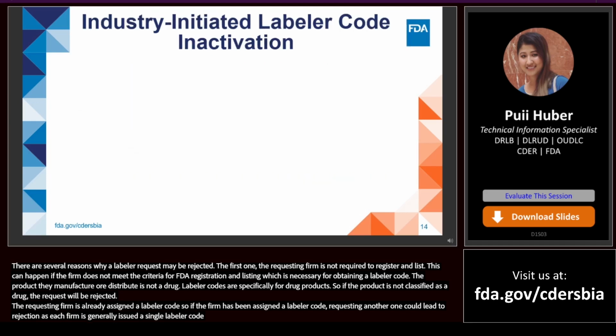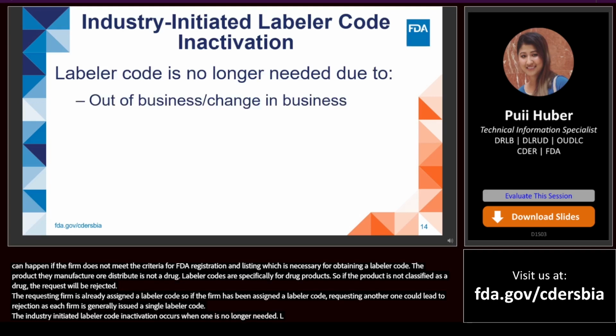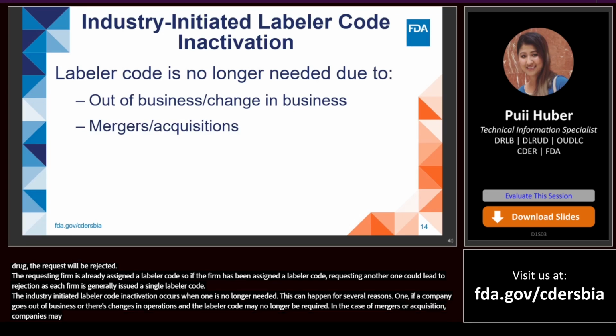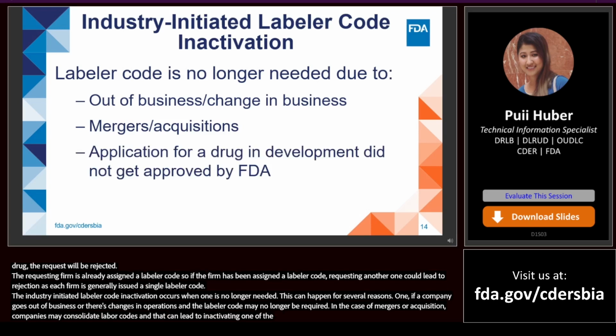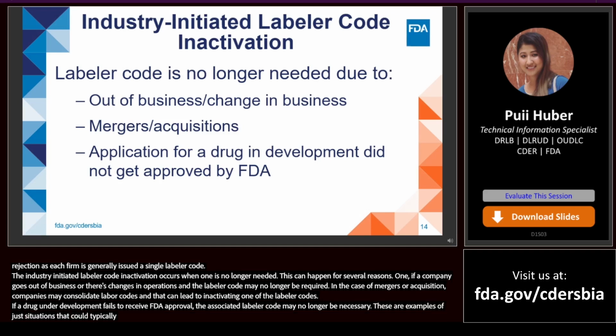Industry-initiated labeler code inactivation occurs when a labeler code is no longer needed. This can happen due to several reasons. One, a company goes out of business or there are changes in operations, and the labeler code may no longer be required. In the case of mergers or acquisitions, companies may consolidate labeler codes, and that could lead to inactivating one of the labeler codes. If a drug under development fails to receive FDA approval, the associated labeler code may no longer be necessary. These are examples of situations that could typically lead a company to voluntarily inactivate the labeler code.